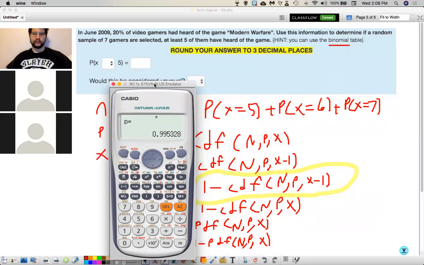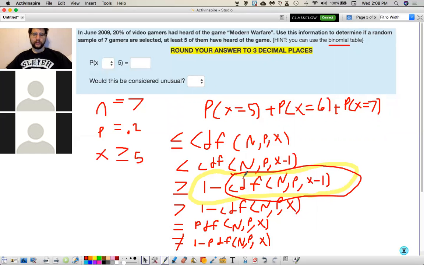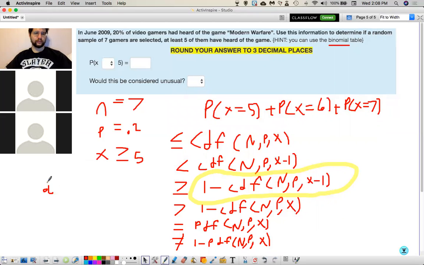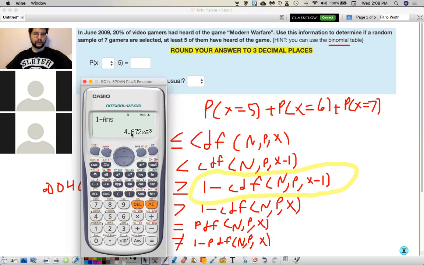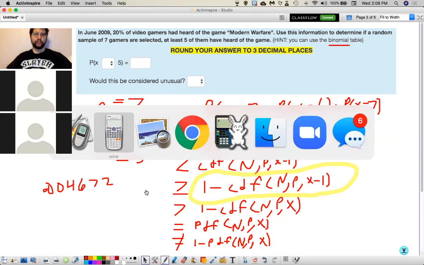But that's also not done, is it? That's just this part here. So what we need to do is go to mode 1 and do 1 minus our answer. And it gives us this in scientific notation. That's a decimal followed by 2 zeros, 4, 6, 7, 2. So move this over 1, 2, 3 spots. We'll have 2 zeros here, 4, 6, 7, 2. So that'd be the probability. It says round 3 decimal places, so we'll do that in a minute.